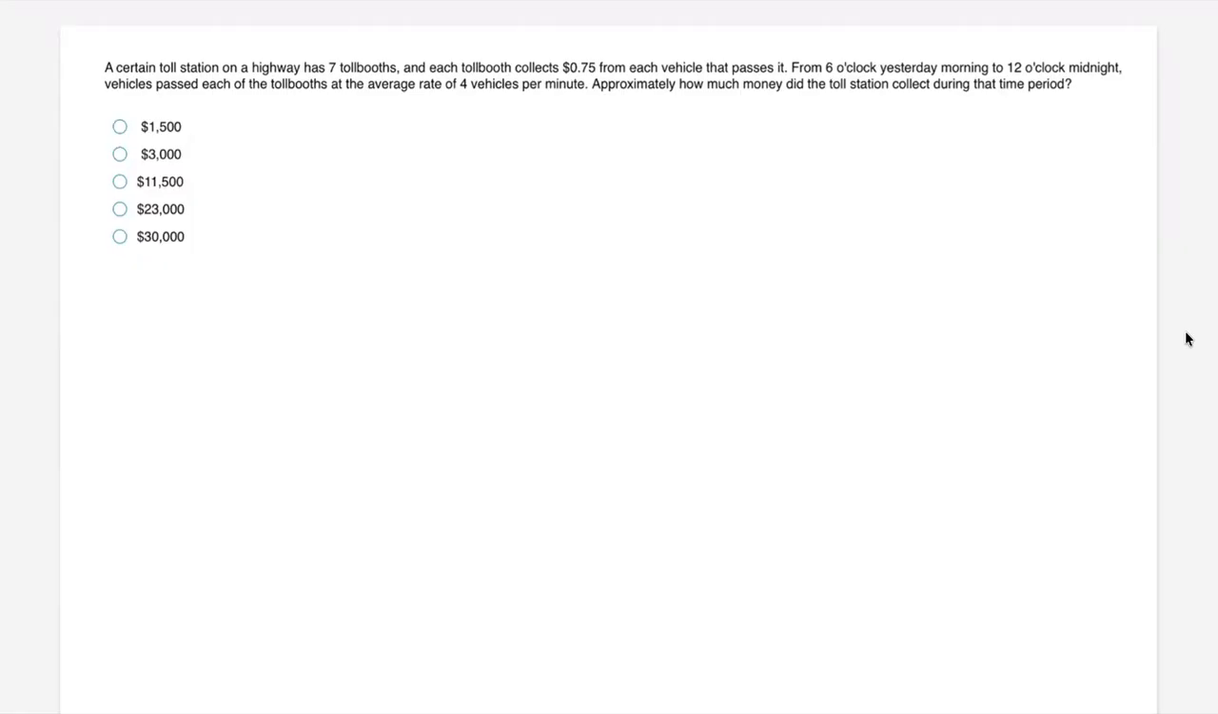A certain toll station on a highway has 7 toll booths, and each toll booth collects $0.75 from each vehicle that passes it. From 6 o'clock yesterday morning to 12 o'clock midnight. So 6 morning to 6 afternoon is 12 hours, plus 6 is 18 hours.